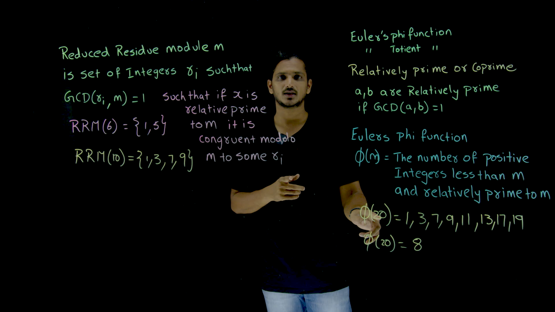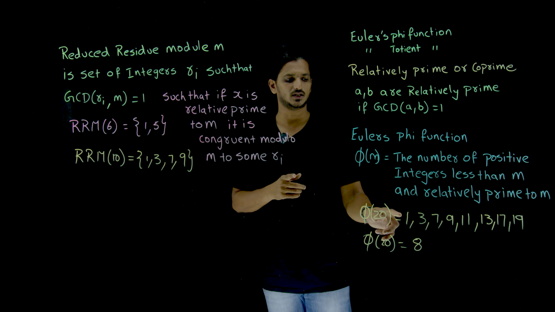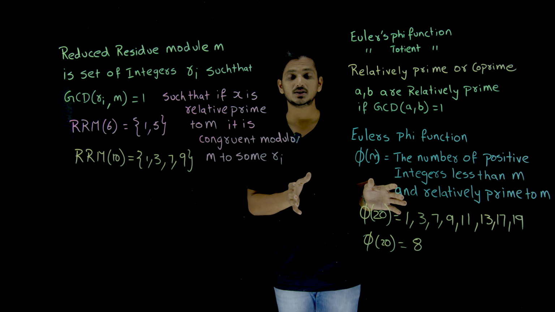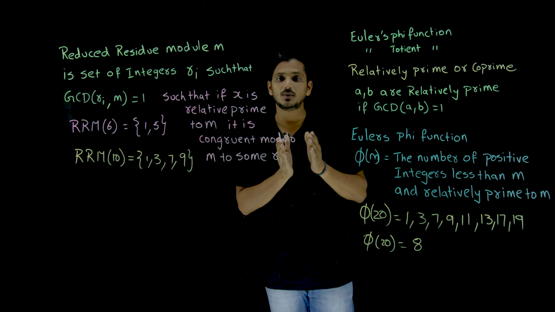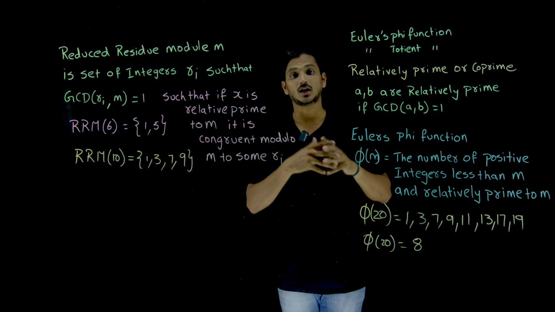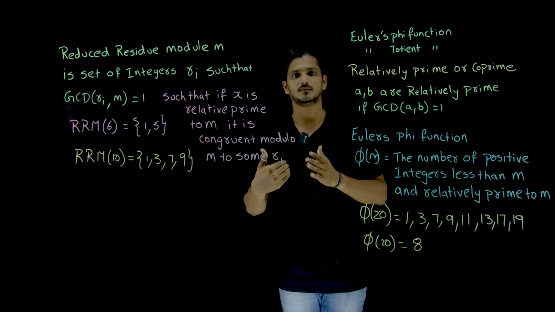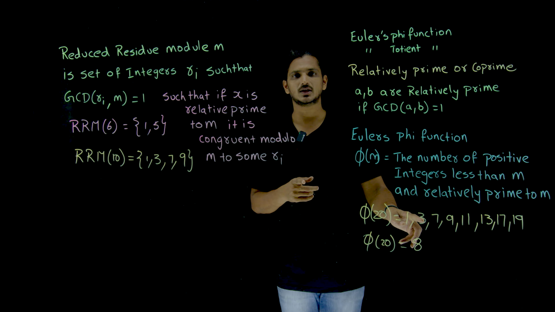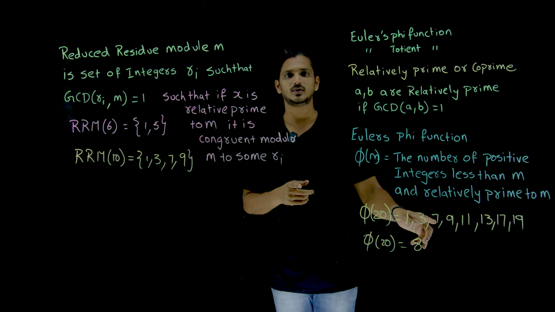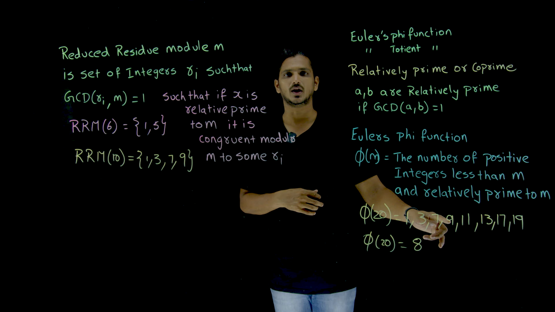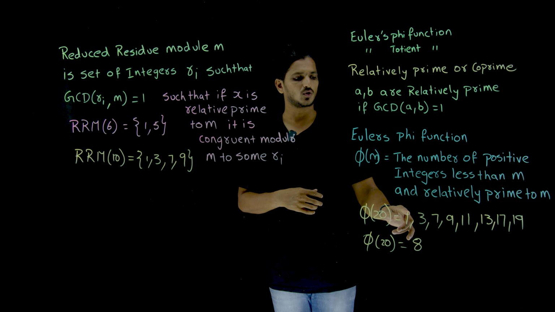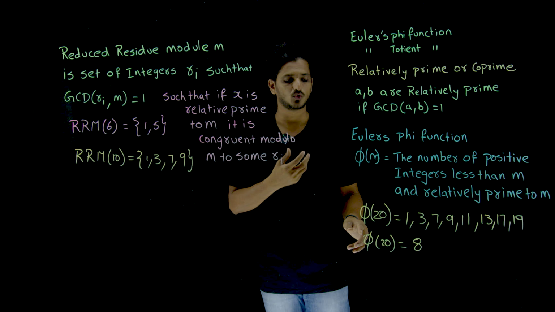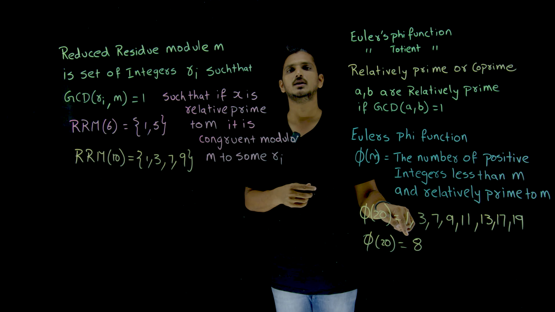Phi of 20, here m is equal to 20. That is equal to 1, 3, 7, 9, 11, 13, 17, 19. All these numbers are relatively prime to 20 and less than 20. So GCD of 1, 20 is 1, GCD of 3, 20 is 1, GCD of 7, 20 is 1, GCD of 9, 20 is 1. So in total how many numbers are there? 8 numbers. Our Euler's Phi function gives phi of 20 is equal to 8.